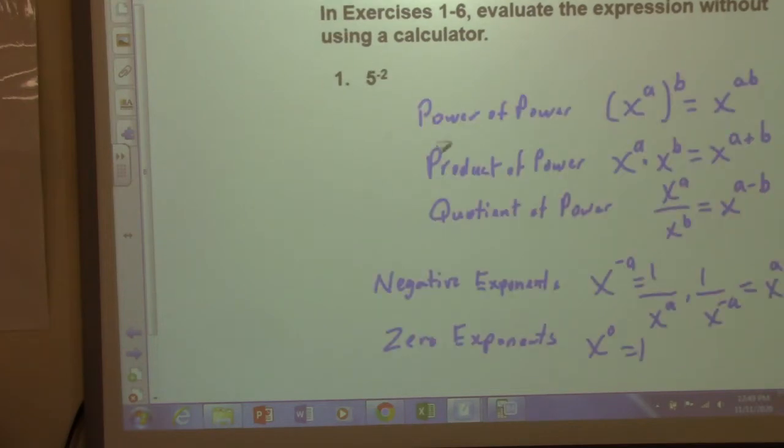Okay, oh, I forgot to do this one. This one's going to be what? So this 5 to the negative 2 power is going to be 1 over 5 squared, 1 over 25. So 1/25 is our answer to number 1. And basically, you could do that level without a calculator.